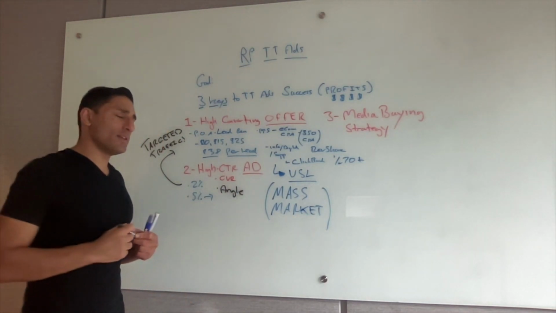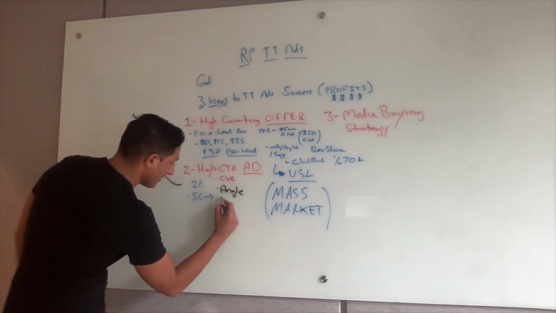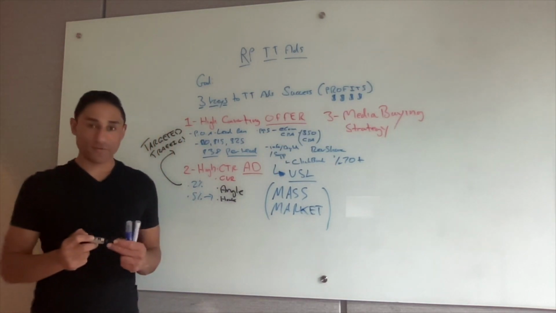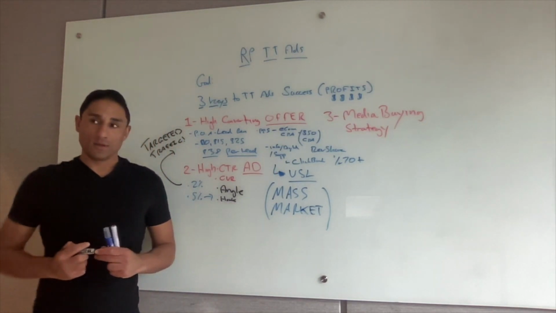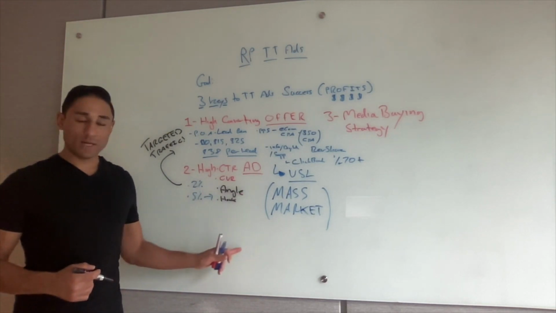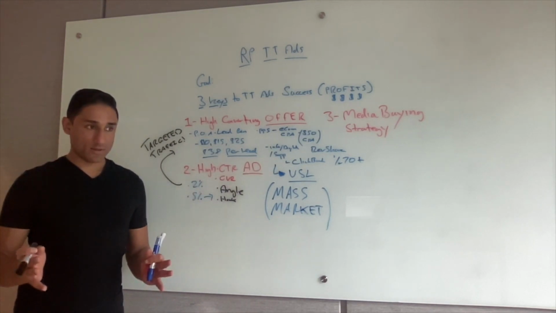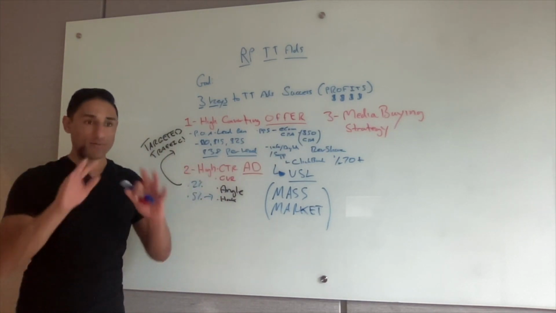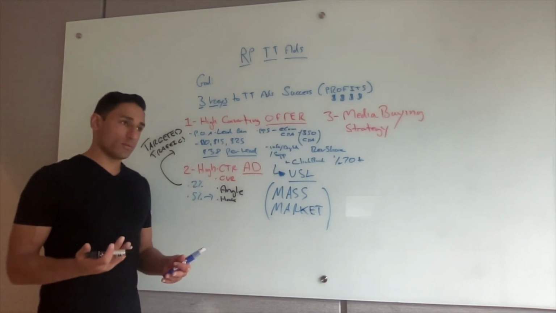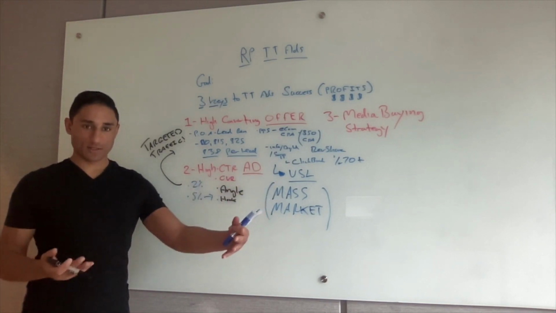The angle is the most important thing, followed by the hook. Some people get angle and hook confused, so I'm going to quickly explain. The angle is the overarching theme and message of the ad, and it will generally appeal to a different segment of the audience that you're targeting.